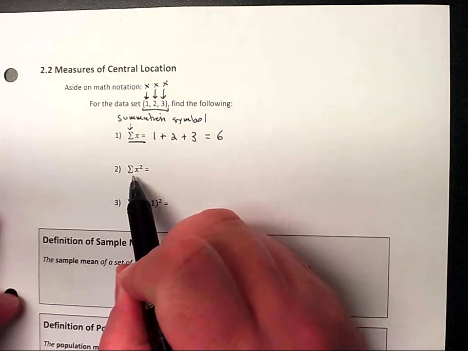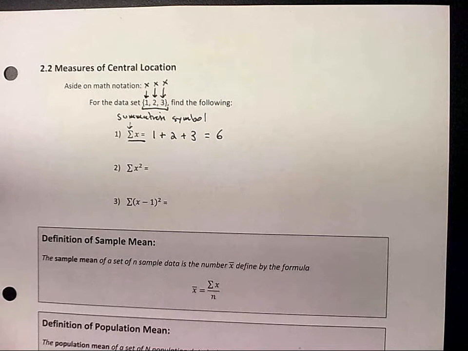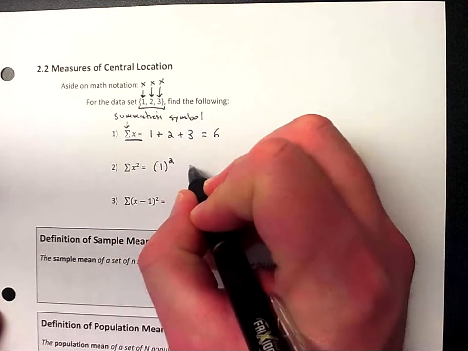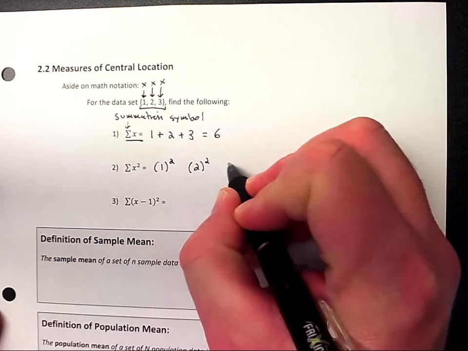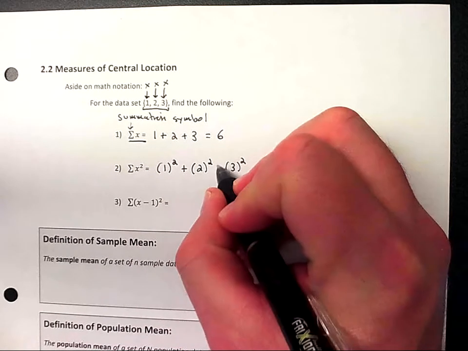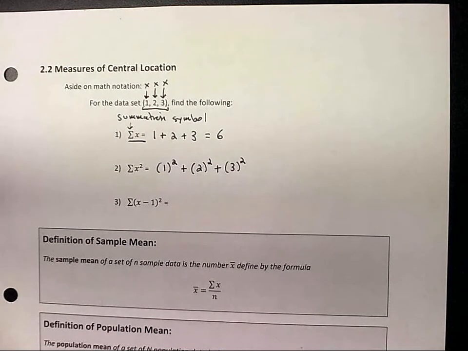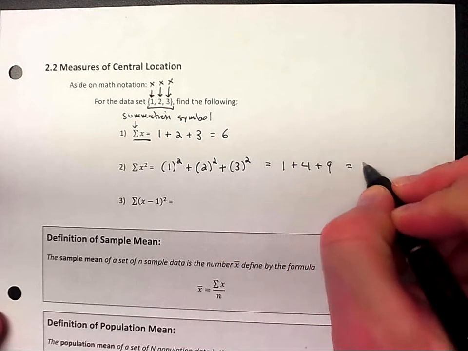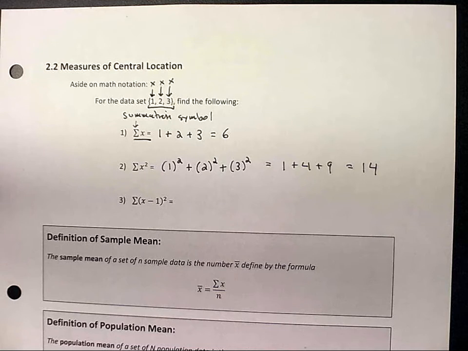So then if we go down to number 2, it says the sum of x squared. So what are we going to have to do first? We're going to have to square the numbers, and then we're going to add them together, right? So we're going to have the number 1 squared. We're going to take the number 2, and we're going to square it. And we're going to take the number 3 and square it. And after we square those numbers, we're going to add them together, so we're going to get this right here. Everybody good with this? So then here we're going to have 1 plus 4 plus 9, which is equal to 14. Any questions about number 2?